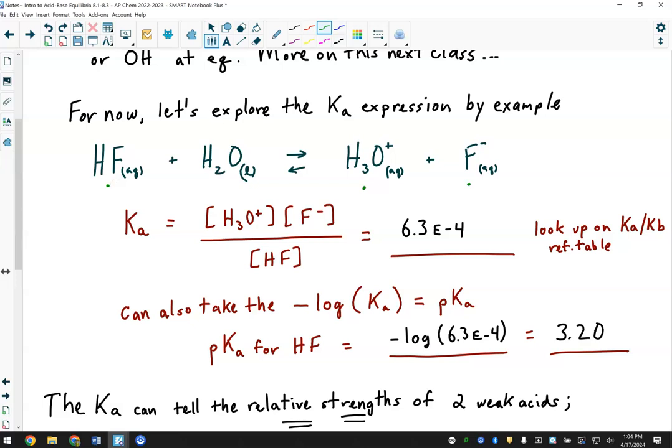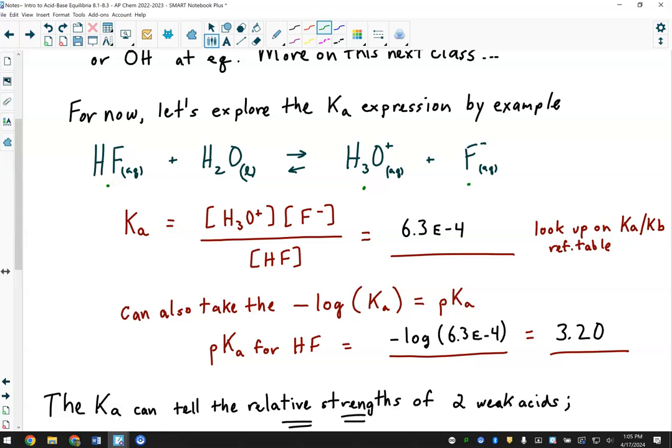So on the front, the Ka for this reaction is 6.3 times 10 to the negative 4. Okay? So you can actually see, with this Keq less than 1, that the reactant side is predominating a lot, right? It's predominating a lot.